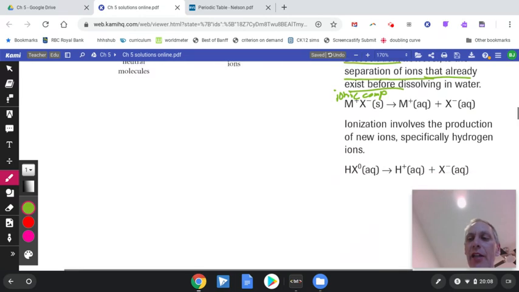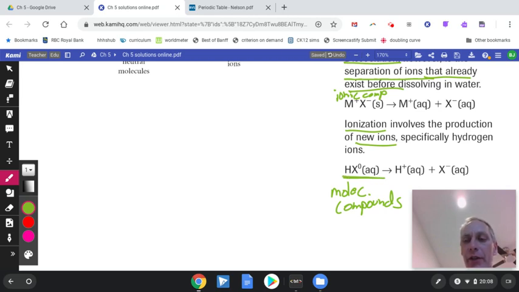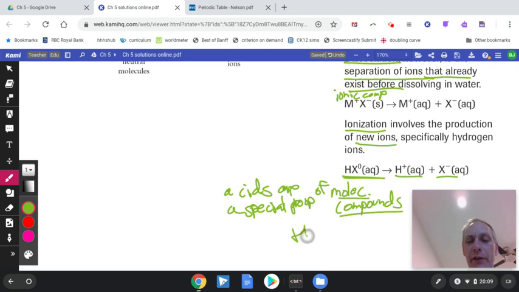Ionization produces new ions that were not there, and it's from a molecular compound. Molecular compounds don't have ions in them. They're molecules. But acids are a special group of molecular compounds that, in the presence of water, can form 2 ions that were not previously there. So we always say that acids are a special group of molecular compounds that ionize. They're the only things that do it.